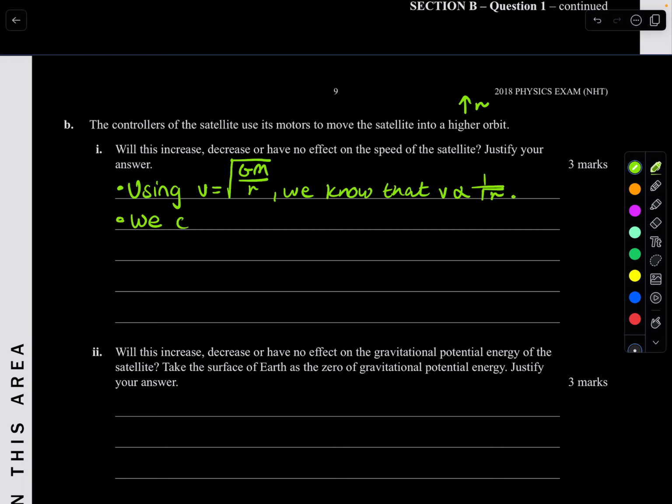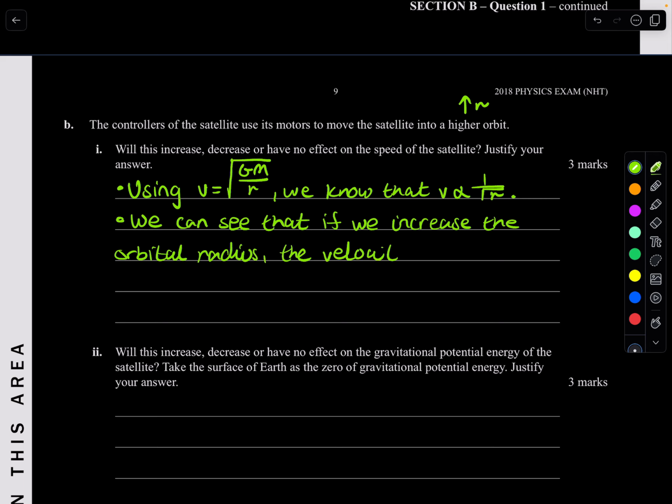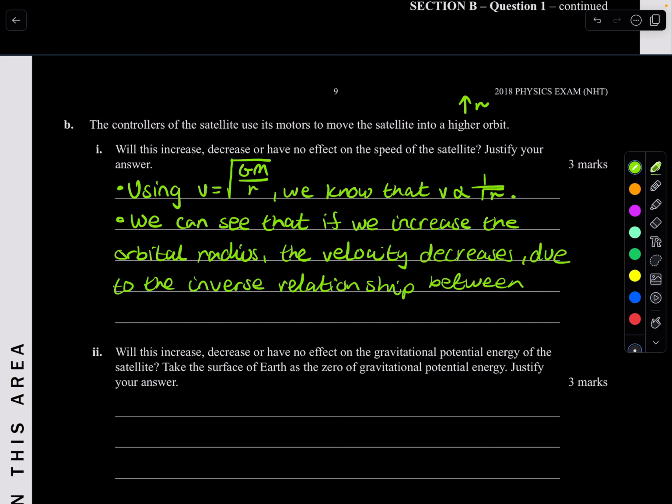And let's explain. We can see that if we increase the orbital radius, the velocity decreases, due to the inverse relationship between velocity and radius. And I think this pretty much does explain everything. That's it. So it does decrease.